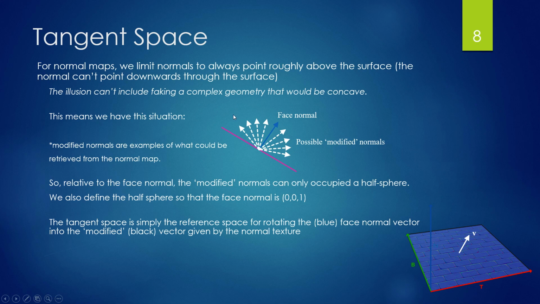Basically, if you think about this pink line here as the surface of one of our triangles, the regular surface normal would be this blue vector here sticking straight out of the surface at a 90-degree angle to the surface. But the normals extracted from the normal map may be perturbed here, and all of these dotted line vectors are examples of what you could potentially pull out of the normal map.